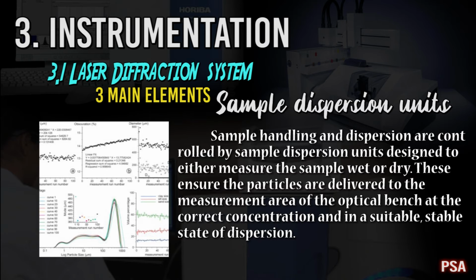Sample dispersion units. Sample handling and dispersion are controlled by sample dispersion units designed to either measure the sample wet or dry. These ensure the particles are delivered to the measurement area of the optical bench at the correct concentration and in a suitable, stable state of dispersion.